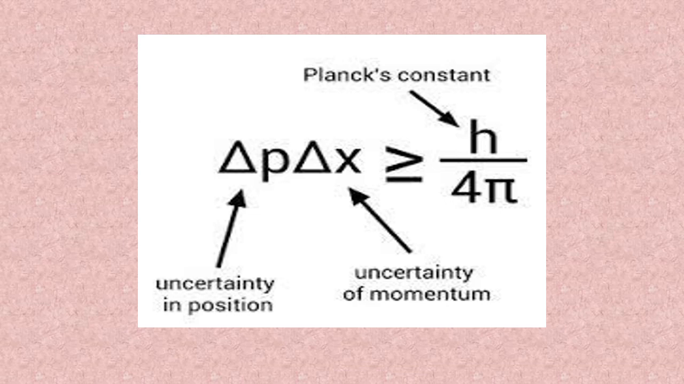Here del p times del x is greater than or equal to h by 4 pi. Here h means Planck's constant, del p means the uncertainty in momentum and del x means the uncertainty in position.